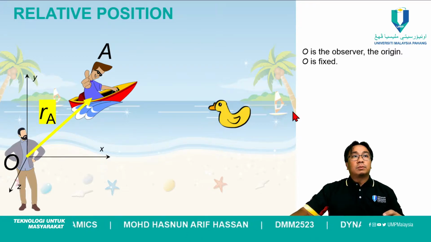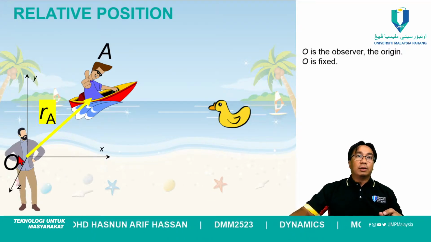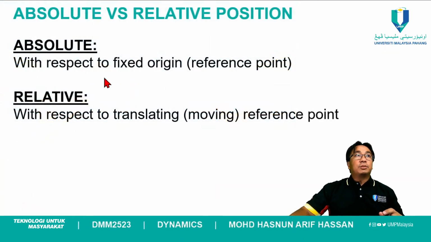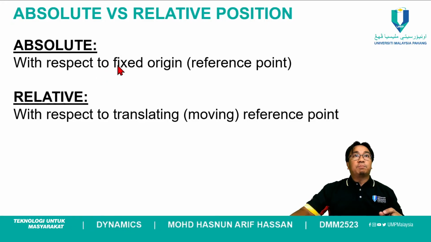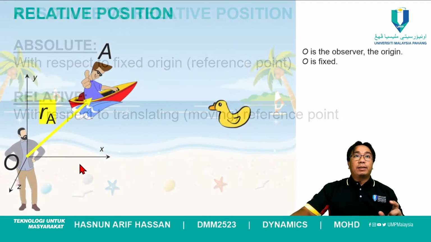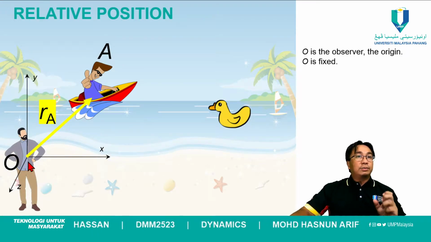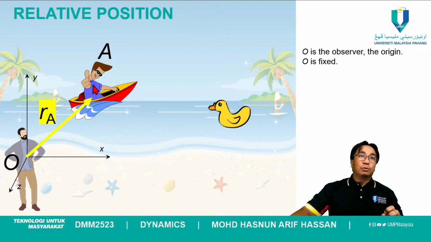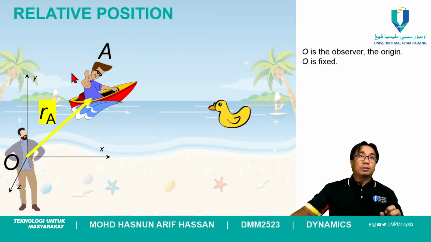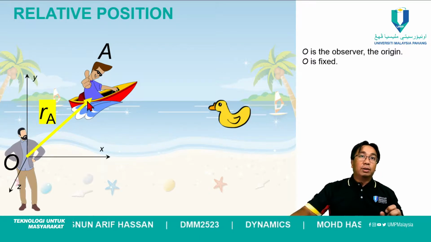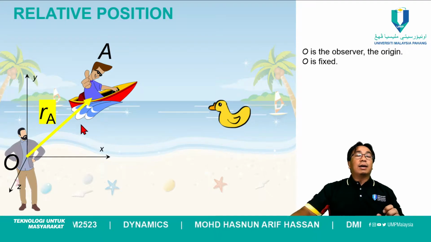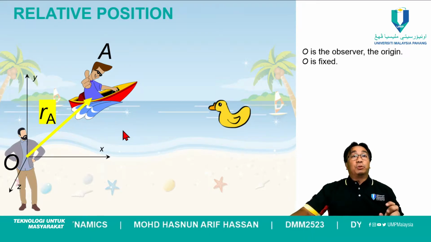Absolute. Absolute position, betul. Because as our definition just now, absolute position ialah with respect to fixed origin. Jadi kita bagi tahu tadi, that man on the shore is fixed. Dia ialah fixed origin. So RA ini ialah position of the man on the boat with respect to a fixed origin. So RA ialah absolute position.